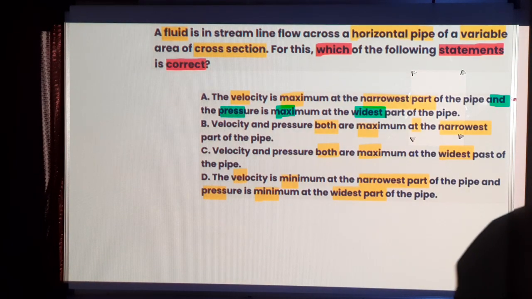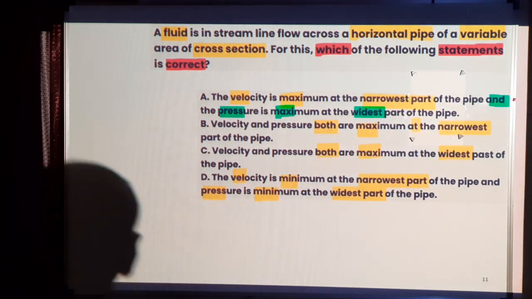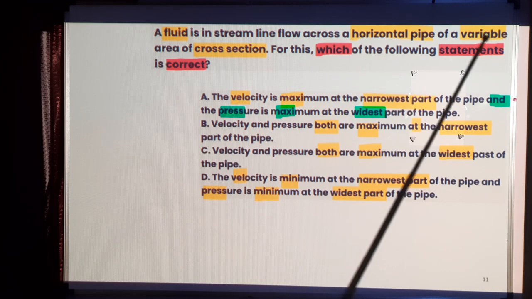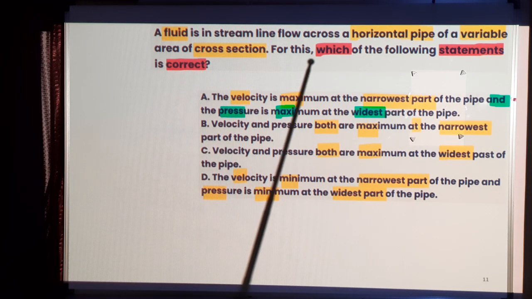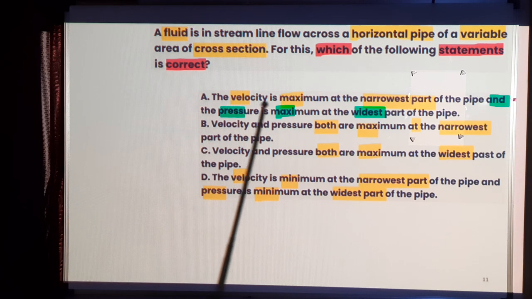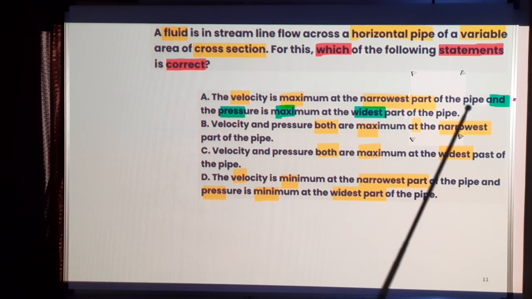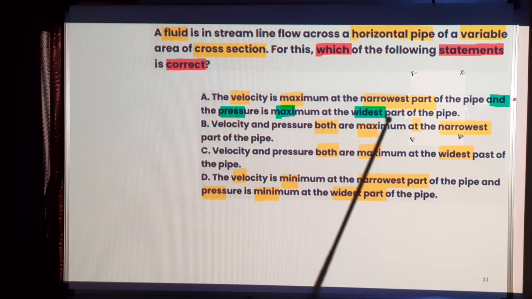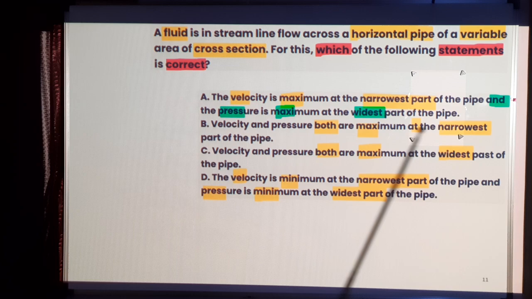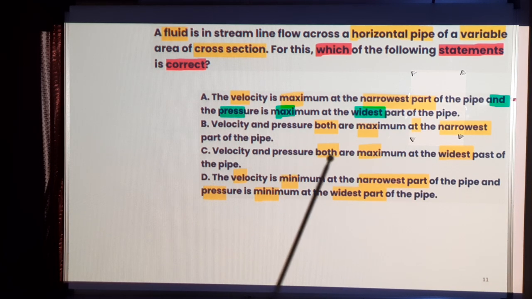This is the next question. A fluid is in streamline flow across a horizontal pipe of variable cross section. For this, which of the following statements is correct? Option A, velocity is maximum at the narrowest part of the pipe and pressure is maximum at the widest part of the pipe. B, velocity and pressure both maximum at the narrowest part. C, velocity and pressure both maximum at the widest part. D, velocity minimum at the narrowest part and pressure minimum at the widest part.